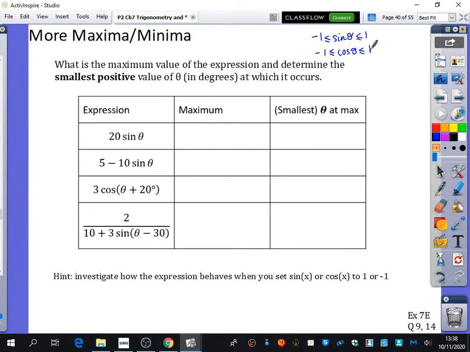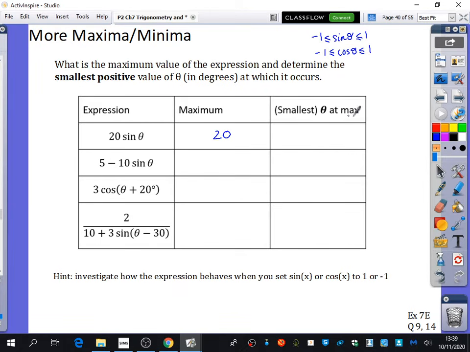So I've written a little hint for us to try and do some of these things here. Investigate how the expression behaves when you set sine x or cos x to be one of its extreme values, to set it to being either 1 or -1. So this first one is going to be pretty obvious, okay? The maximum thing that sine theta can be is 1, so the maximum thing that the overall thing can be is just 20.